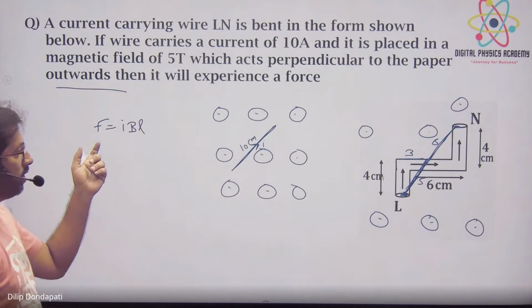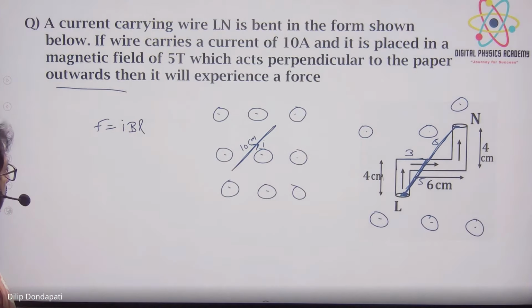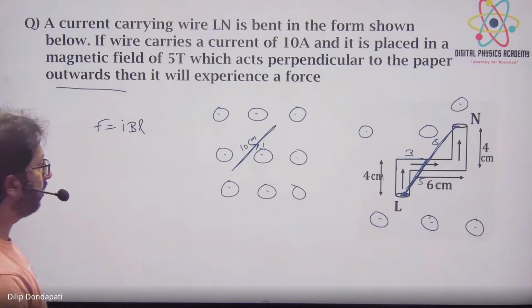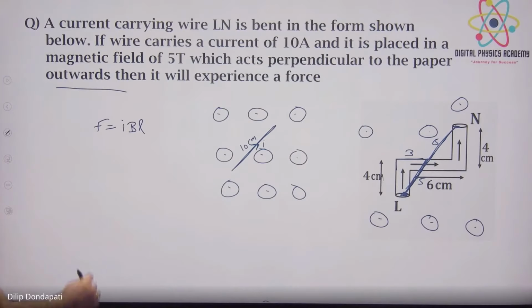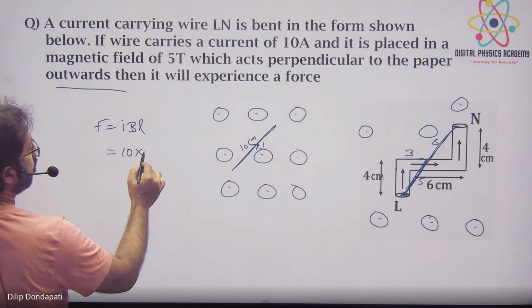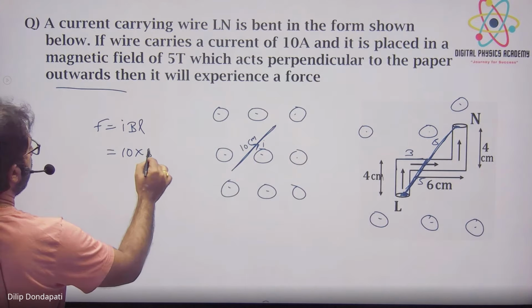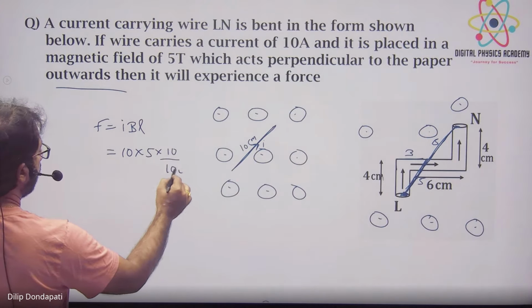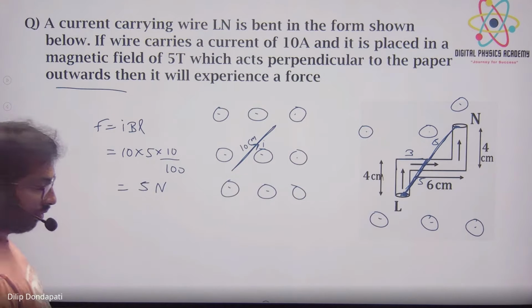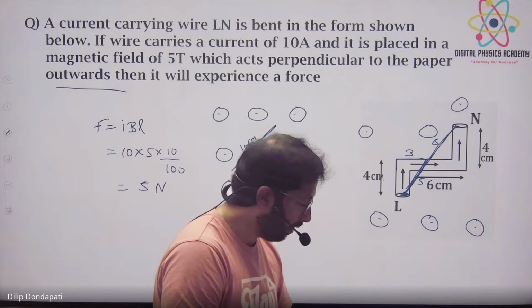So I is 10 ampere, B is known, and L is known. 10 into 10 into 10 centimeters; you can't leave it, convert it into meters. 10 centimeters, right. So if I substitute, 10 into the magnetic field, how much is given? 5, into 10 by 100. It is 5 newtons. This is the force acting on the wire. So now a little more displacement length to find. Let's go.